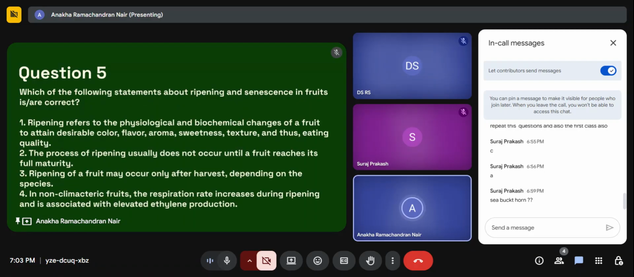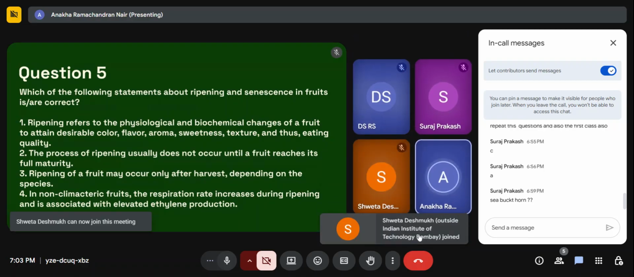The question is, you have to choose the correct statement regarding ripening and senescence in fruits. There are four options given. The first option is ripening refers to the physiological and biochemical changes of a fruit. During ripening, the fruit changes and attains a desirable color, flavor, aroma, sweetness, texture, etc. And this makes it something that we can eat, right?